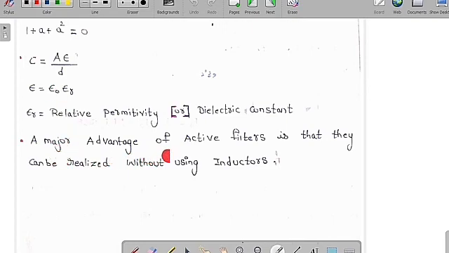A major advantage of active filters is that they can be realized without using inductance. The basic advantage of active filters is that they can be realized without using any inductor.